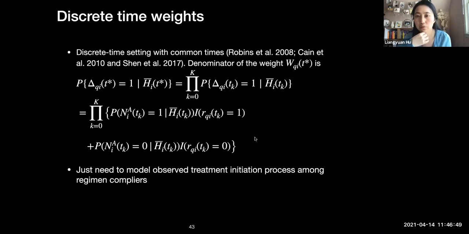Essentially, it's been shown that the denominator of the weight should be the conditional probability of being compliant with a specific rule, conditioning on all covariate history up to T star. And it's essentially the cumulative product of being compliant at every discrete time point. So this suggests that we just need to model the observed treatment initiation process among those regimen compliers to estimate the denominator of the weights. But what about continuous time?